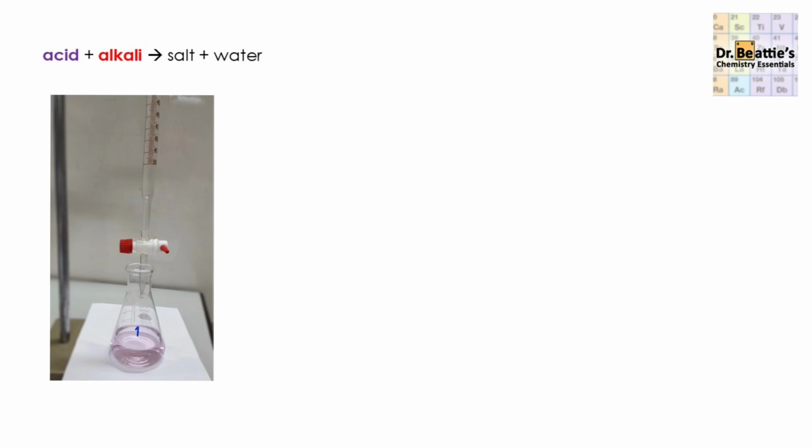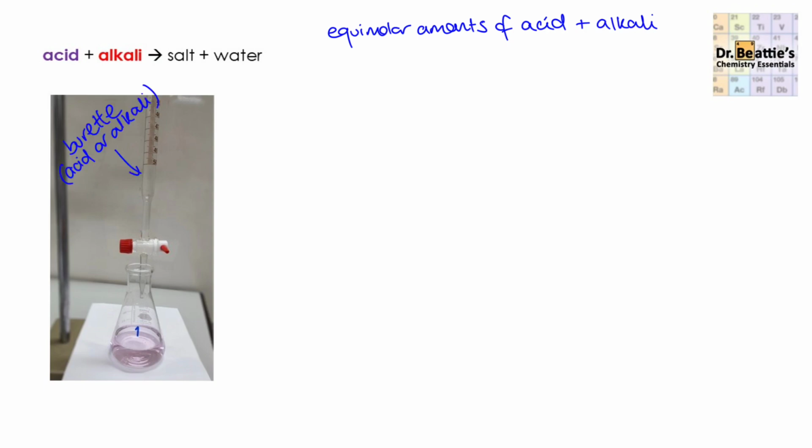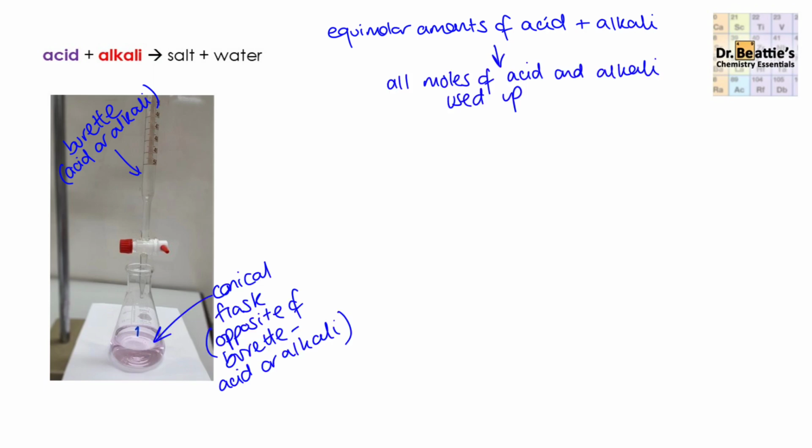When we carry out a titration, we are reacting equimolar amounts of an acid with an alkali. Either the acid or the alkali is in the burette. Depending on which of these, the acid or the alkali, is found in the burette, the opposite is found in the conical flask. Once all the moles of the acid and the alkali are used up, then what we have is neutralisation occurring in the conical flask.